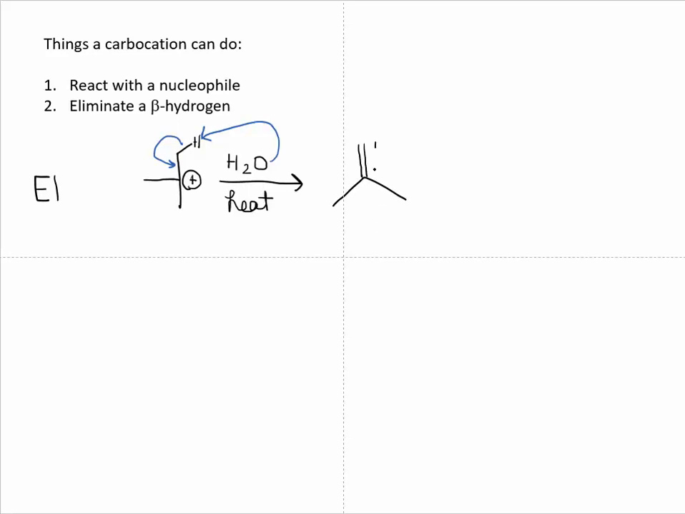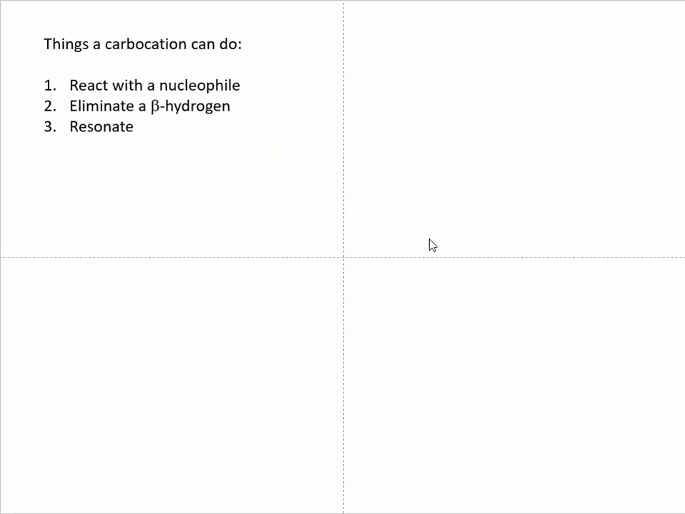Let me name it for you. This is 2-methylpropene. Alkene tells you that's the main functional group present in this molecule, so it changes the ending to propene. The double bond has to be across the lowest numbers, so it's across carbons 1 and 2, and the methyl group is over here at number 2. So this is 2-methylpropene. So carbocations can react with a nucleophile, SN1. They can eliminate a beta hydrogen, E1. Other things carbocations can do.